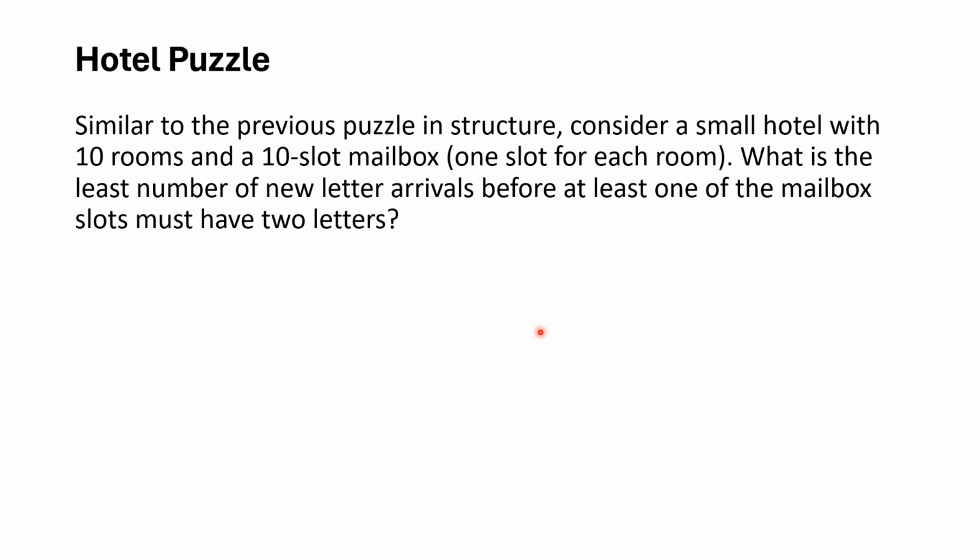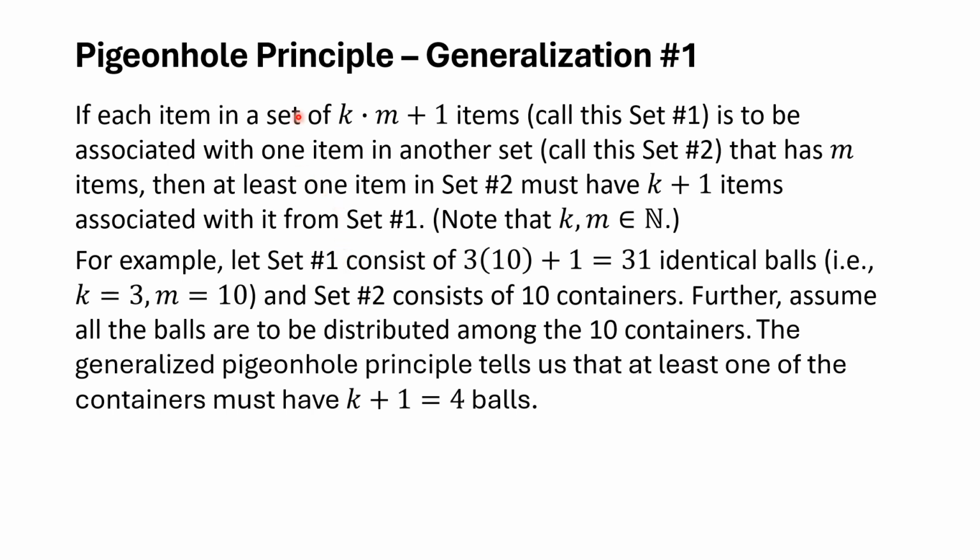On the next slide, we're going to talk about the first generalization of the pigeonhole principle. We've been using that already a few times, but I'm going to state it formally here. If each item in a set of k times n plus 1 items, call it set 1, is to be associated with one item in another set called set 2 that has m items, then at least one item in set 2 must have k plus 1 items associated with it from set 1.